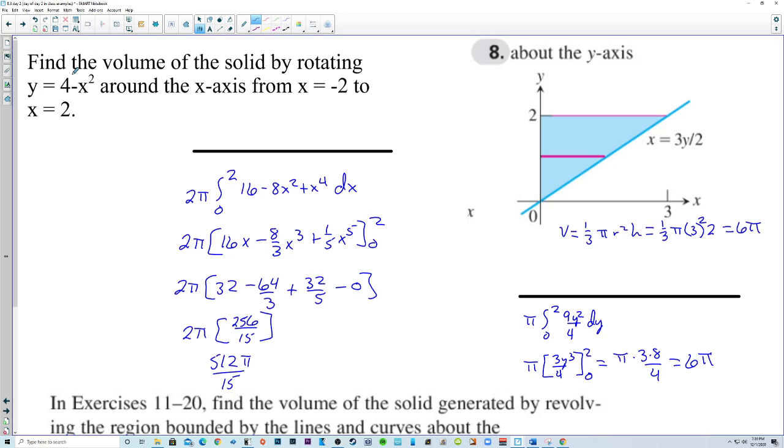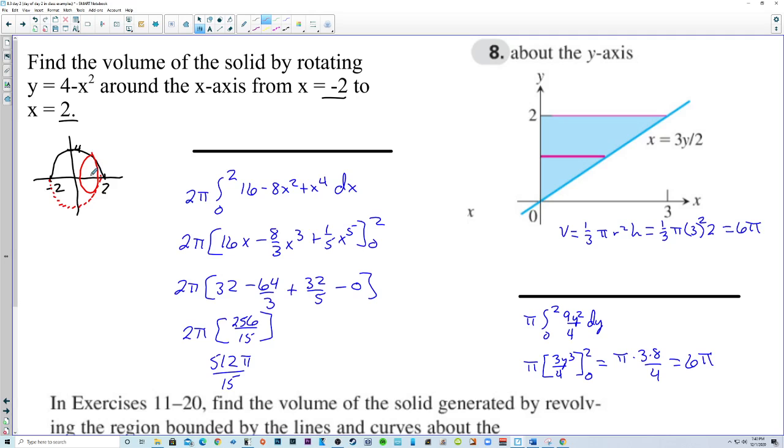All right, anyway, find the volume of the solid by rotating y equals 4 minus x squared around the x-axis, but just from -2 to 2. So let's make a sketch of this. Here's the parabola, -2 to 2, and the parabola looks like that right there. But we're going to rotate this around the x-axis. So here's the 180-degree turn.